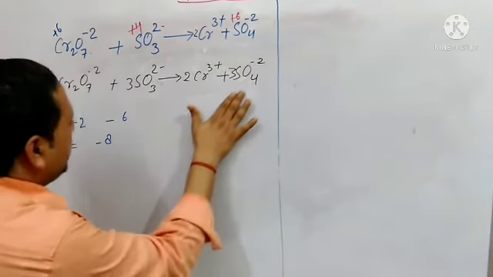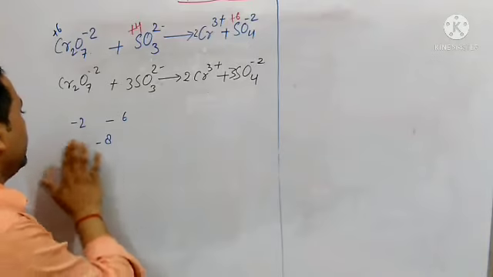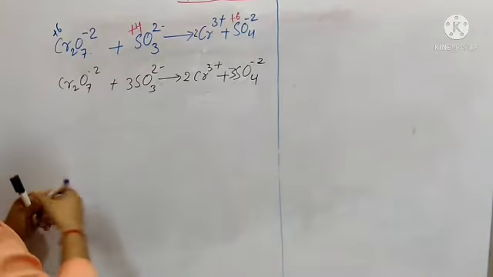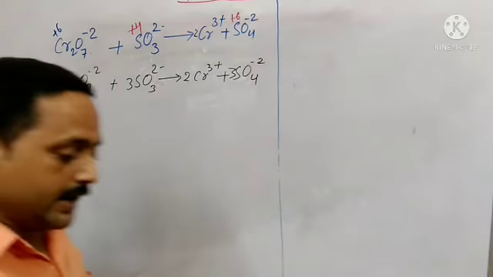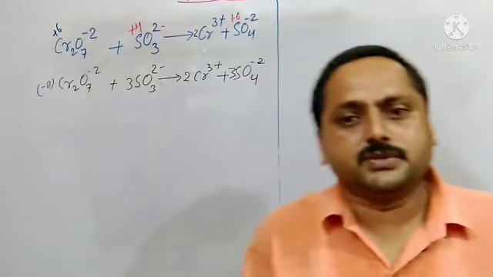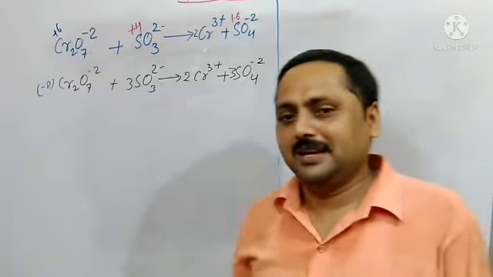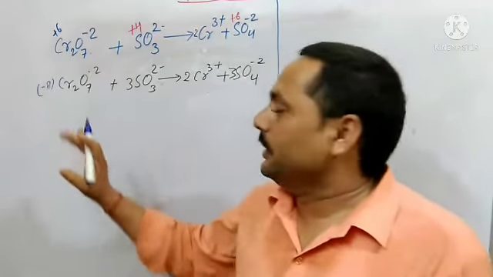So what we have to do, is it clear? I think it is clear. This side is minus 8. I would like to write here for your kind information, it is minus 8 charges there. And it is in acidic medium. This will be mentioned, that the equation is in acidic or basic medium. So it is in acidic medium.